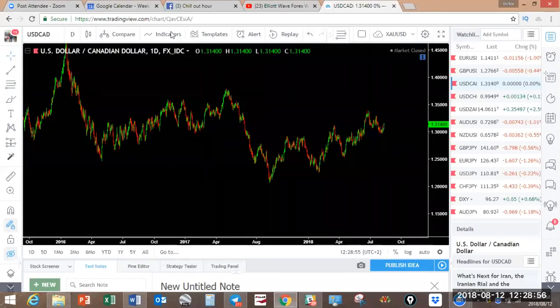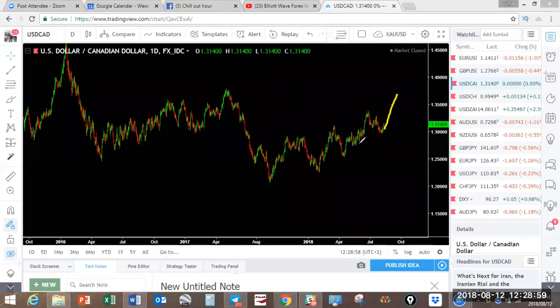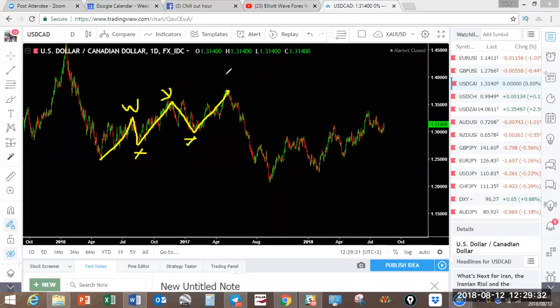But why were we looking for this one more move to the upside? We're looking at that because we also had a similar structure here, which was a 1, 2, 3, 4, 5. What is that? So I need to show you this one clearly, which is 1, 2, 3, 4, 5. It is a WXY, WXYXZ move.